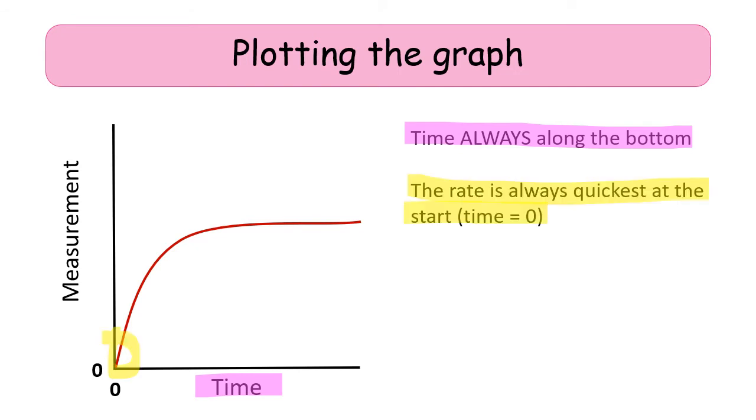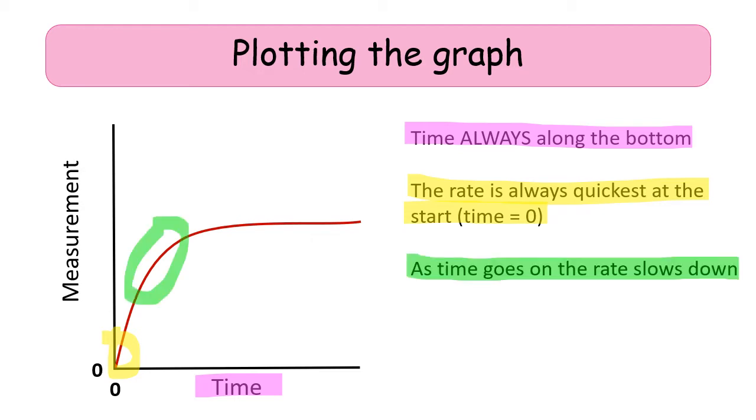The rate is always quickest at the start. So at time 0, that's when your reaction is fastest. As time goes by, the rate slows down. You can see this happening because the graph starts to curve. So it starts diagonal and then it starts to curve. That curve means it's slowing down.